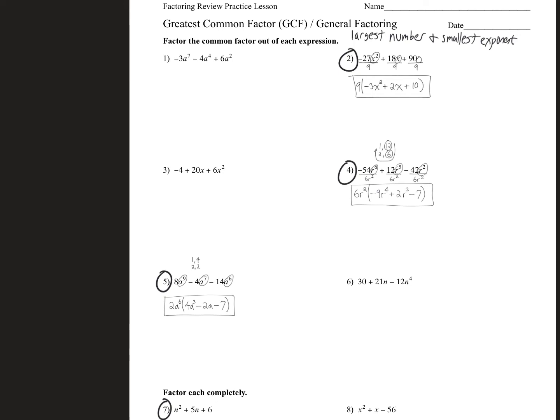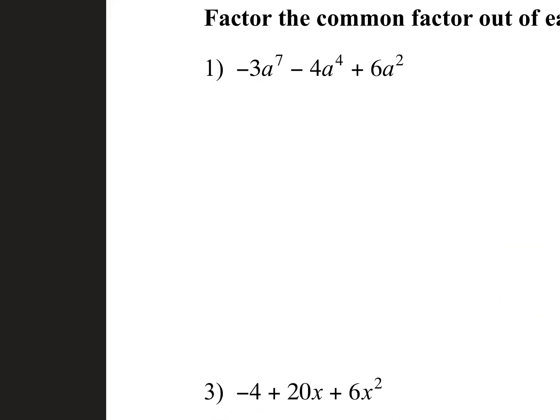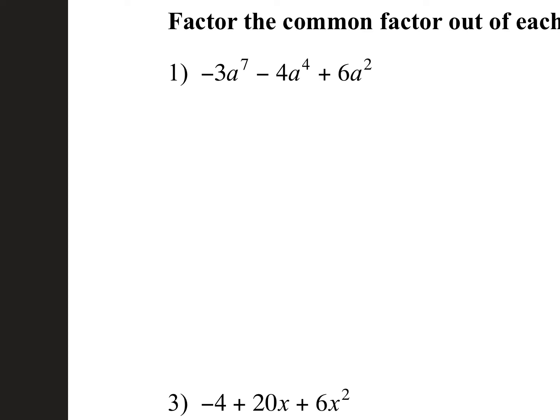Why don't you guys go ahead and try 1, 3, and 6 and see how you do. All right, welcome back. Let's figure it out here. Number 1, what's the GCF? Oh, this one's a little tricky. Is there a number that goes into 3, 4, and 6? There is not. So we could put a 1 or just kind of don't put a number. No number goes in all three of those.